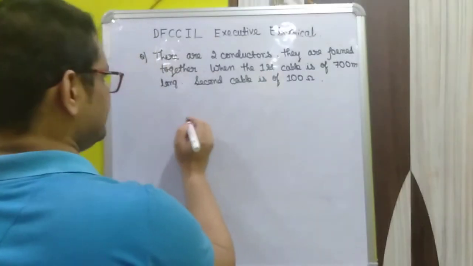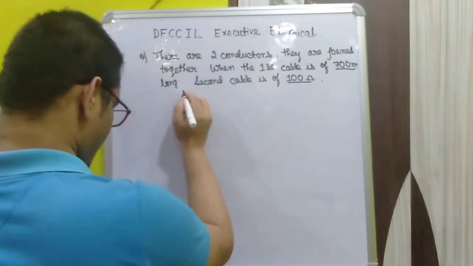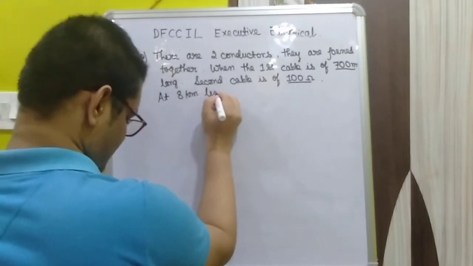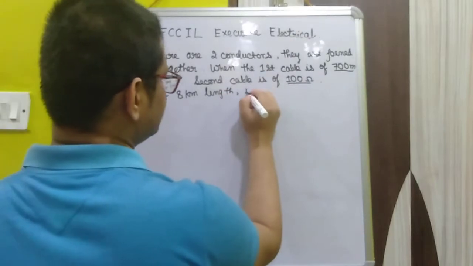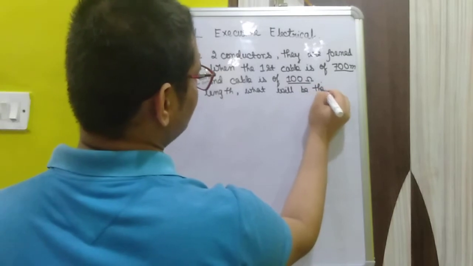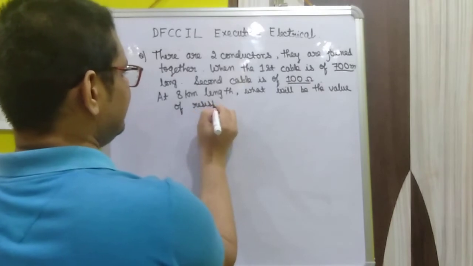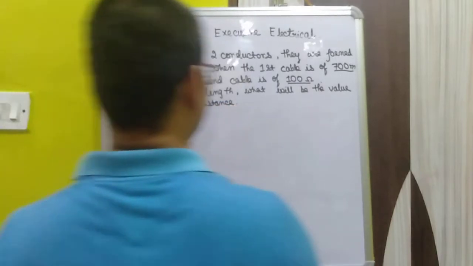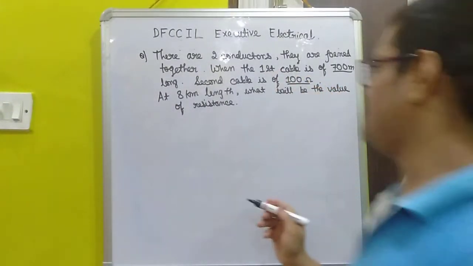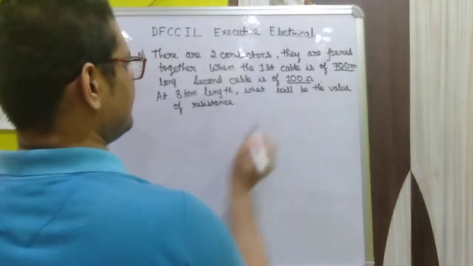So this will be 700 meter of 100 ohm resistance. At 8 kilometer length, what will be the value of resistance? I think it is a very easy numerical which came in the examination, because it's already mentioned that the two conductors are placed apart, and the resistance is 100 ohm with a distance of 700 meter.